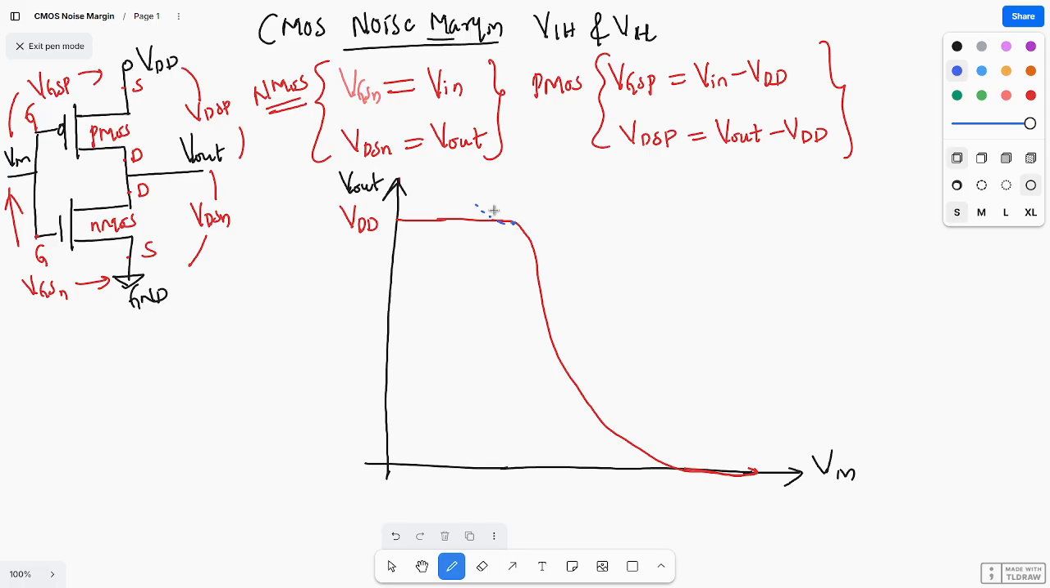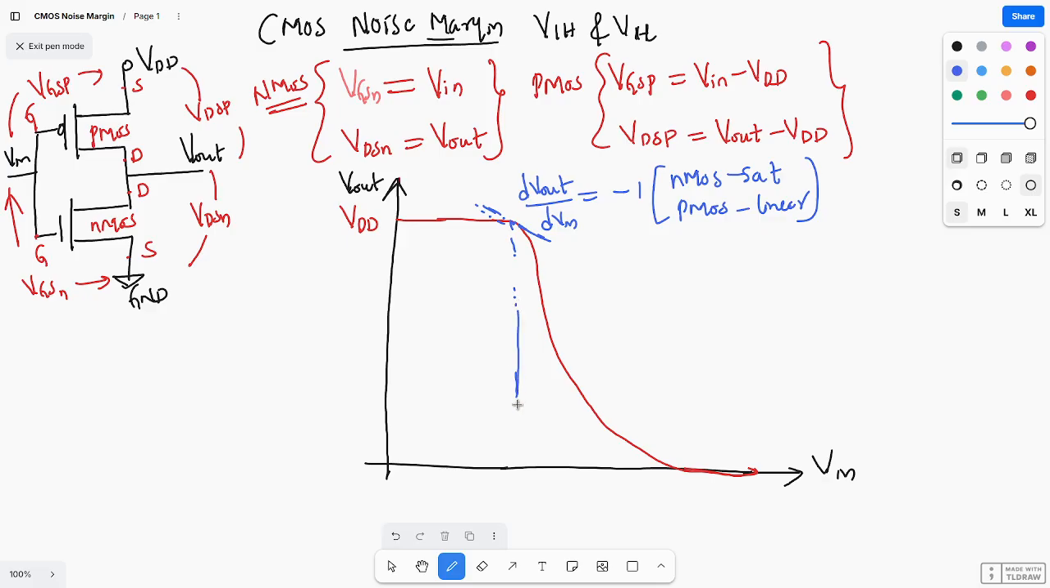At this point, dV out by dV in is equal to minus 1. This slope is equal to minus 1. In this region, NMOS will be operating in the saturation region, and PMOS will be operating in the linear region.